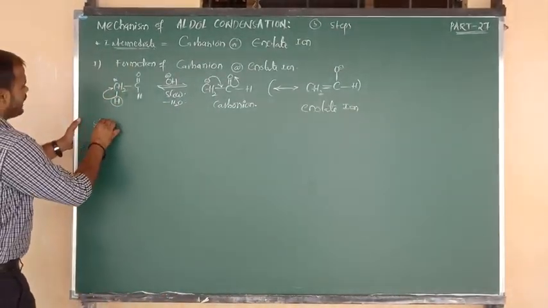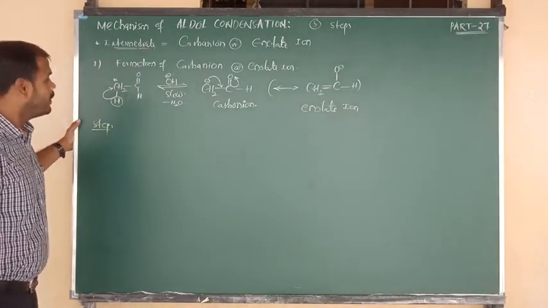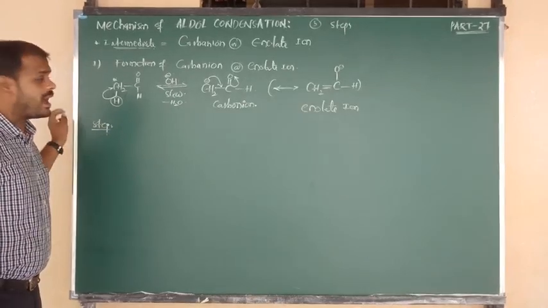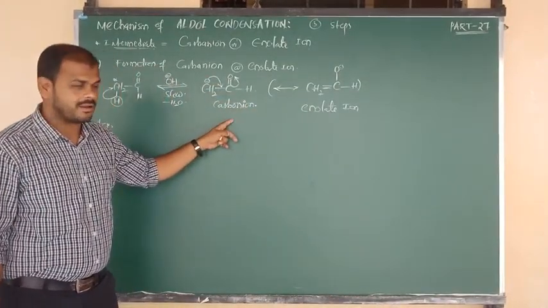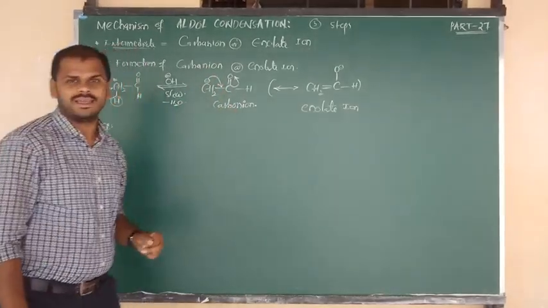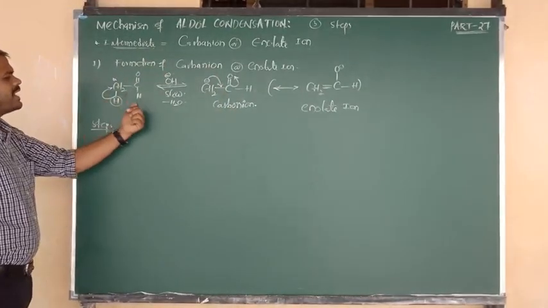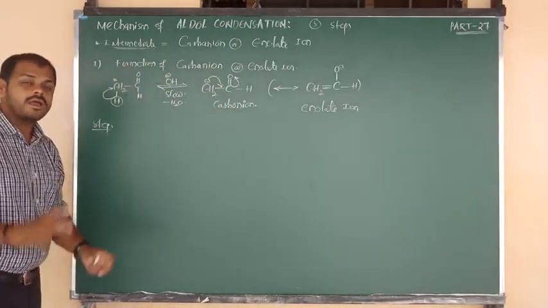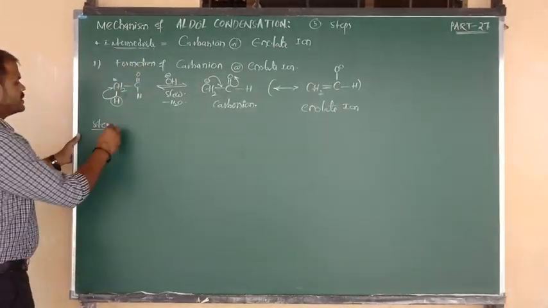Now I am going to show you step 2. In step 2, what happens? What you got here is the enolate ion, or carbanion. This carbanion adds to the second mole of acetaldehyde. In aldol condensation we have to take 2 moles. 1 mole of acetaldehyde was taken in step 1. Now we consider the second mole of aldehyde in the second step. So this is step 2.